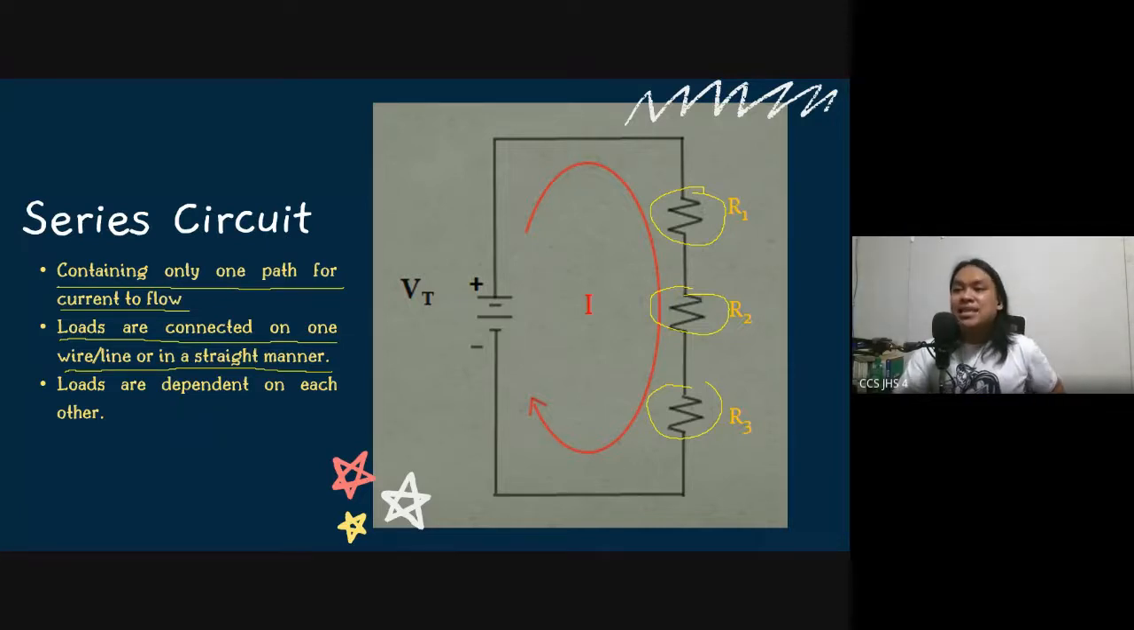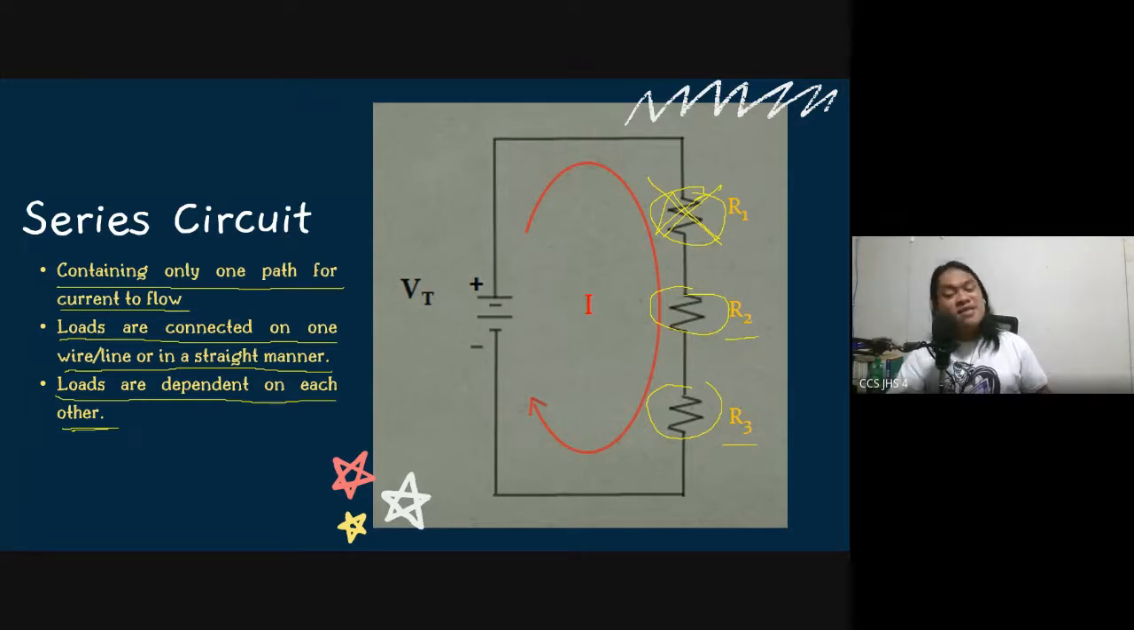Okay? Then lastly, loads are dependent on each other. Okay, what do we mean by that? Once load number 1 breaks, automatically load number 2 and load number 3 will not function anymore. Okay, why? Because they have only one conductor connecting them in one line. So if something goes wrong with one of them, automatically the other remaining loads will not function anymore. Okay? One good example of this is our Christmas lights, or sometimes we call it a series light, no?